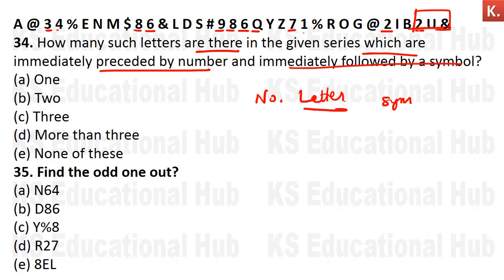So see here, 2 is here, then U, and then this sign. 2 is a number, U is a letter and this sign is a symbol. So there is only one such we have got. Therefore option A is the answer here. And the last question is here: find the odd one out. So we have to find the odd one out. I'm not going to solve this question; you have to solve the question.